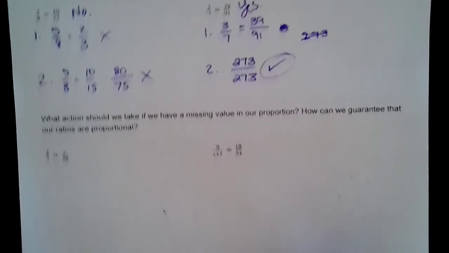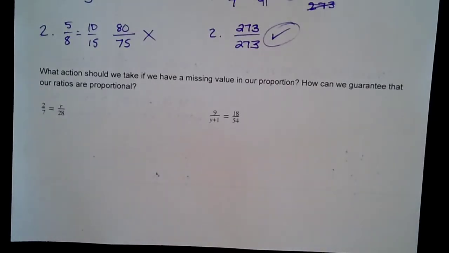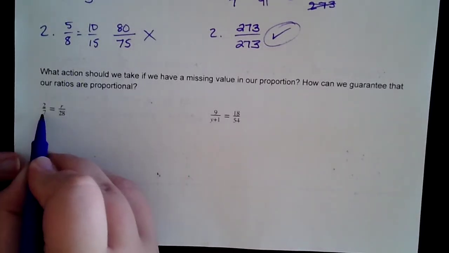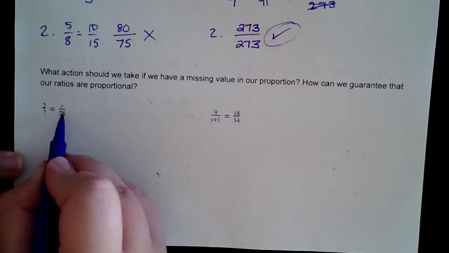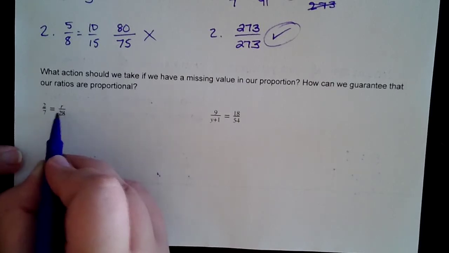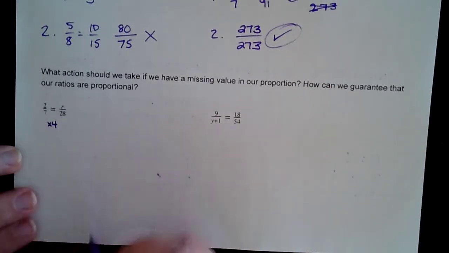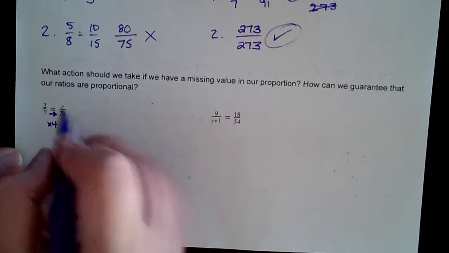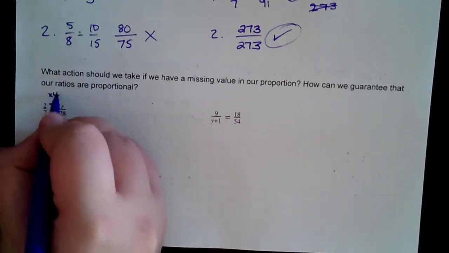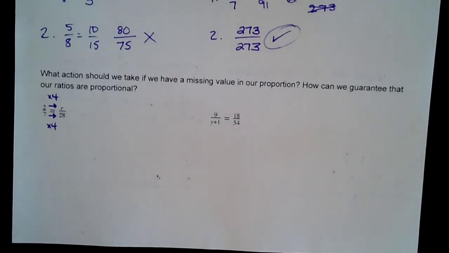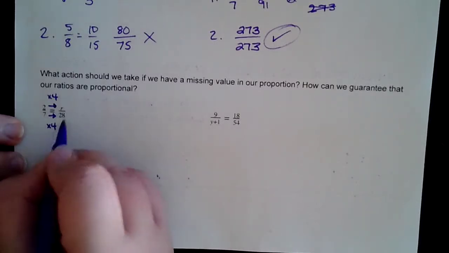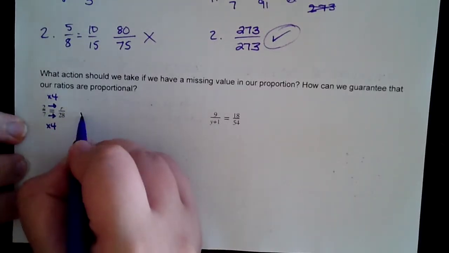So, last one here. What actions should we take if we have a missing value in our proportion? How can we guarantee that they're proportional? Well, much like I showed you on the last page, sometimes it's easy to just see that to go from 7 over to 28 is a times 4. That's a really nice one because if we're multiplying by 4 on the bottom to get to our bigger fraction, we can do the same thing on the top, and it will yield the same result. It's a balance that as long as you're doing it to the top and the bottom, you're good to go. So in this case, 7 times 4 is 28, and 2 times 4 is 8. So r is 8.